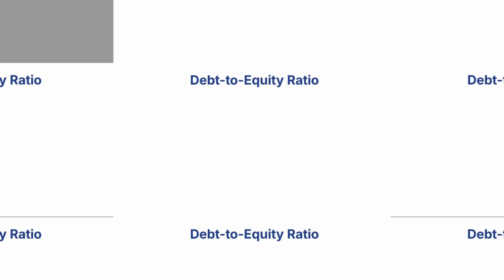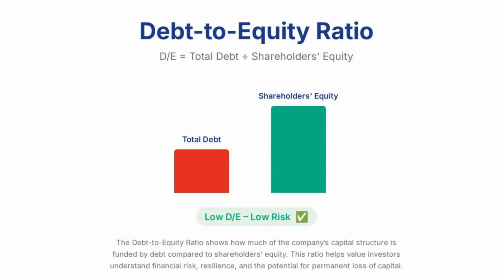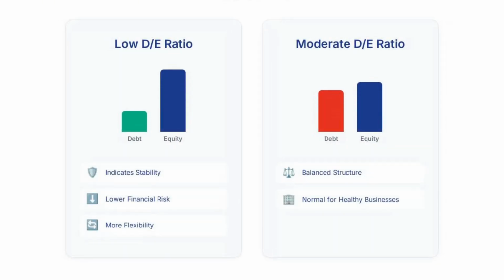The debt to equity ratio shows how much of the company's capital structure is funded by debt compared to shareholders' equity. This ratio helps value investors understand financial risk, resilience, and the potential for permanent loss of capital. A low DE ratio indicates stability, lower risk, and more flexibility during economic downturns. A moderate DE ratio is normal for many well managed businesses.